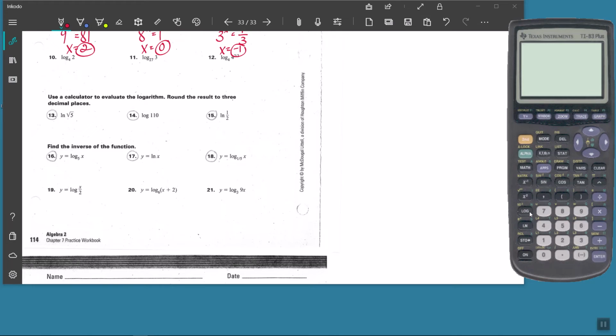When it just says log, like in 14, we're talking about a common log, which is going to have a base of 10. We don't have to do anything with that though, because we're using the calculator. You're just going to hit log, hit your 110, enter, and again, that'll be rounded to the thousandth place, so 2.041.